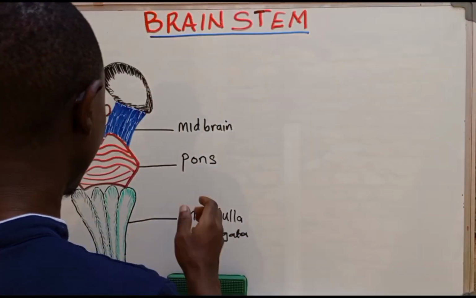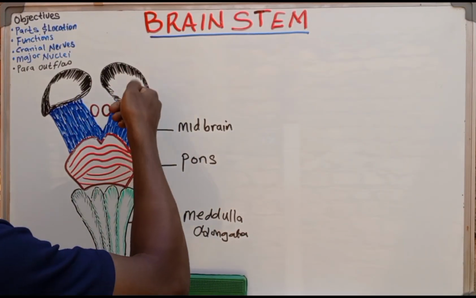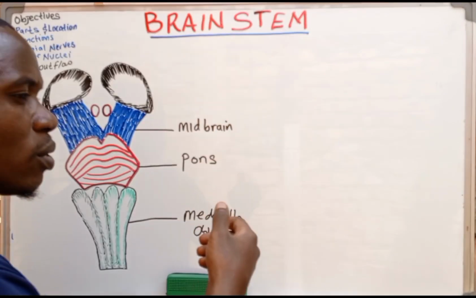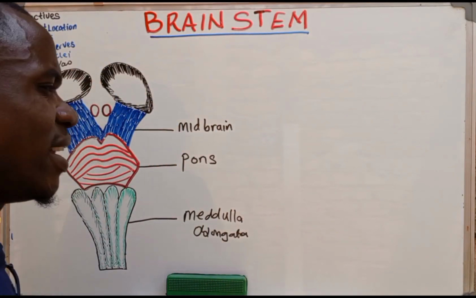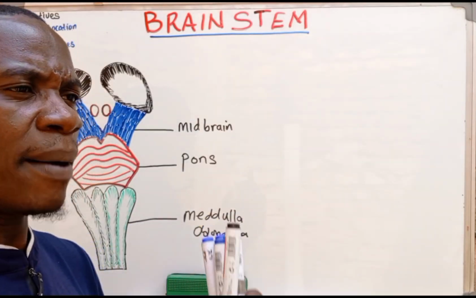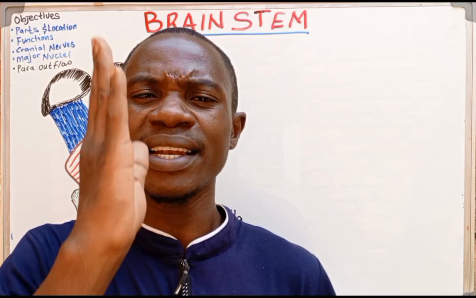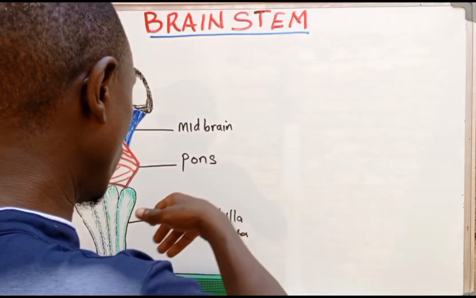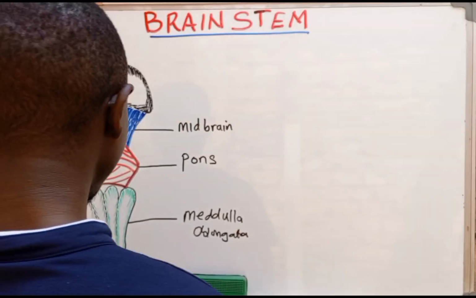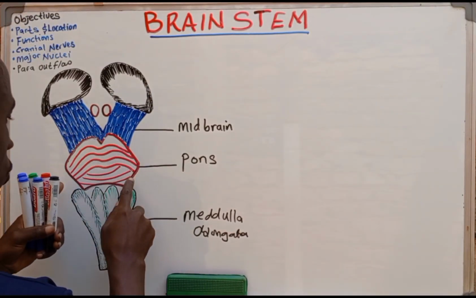But for now, I want you to know that these structures you are seeing here, these bundles of axons, are what we call the cerebral peduncles. We have the right side and also the left side. They help in the up and down movement of different tracts. They are the ascending and the descending tracts, which move different information down into the spinal cord.